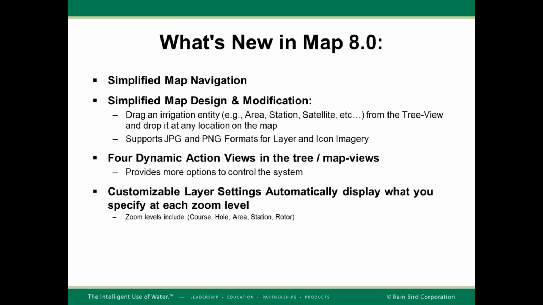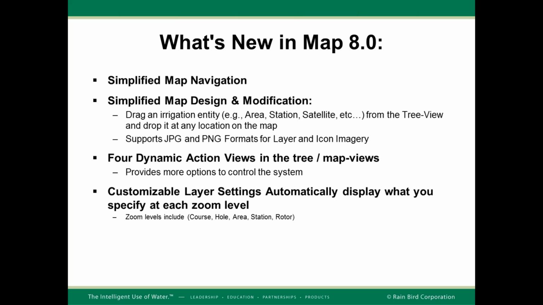We have customizable layer settings that automatically display what you want to see at each zoom level. So the product allows you to zoom in and zoom out on the map, just like in version 7. However, in version 8, we begin to turn things off and turn things on the deeper or farther out from the map you go. You can view the map from a course level where you will not see a lot of detail.